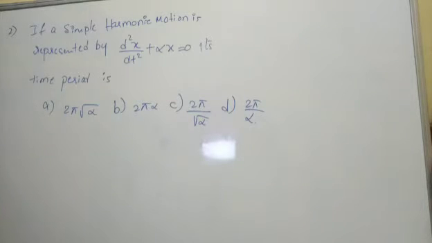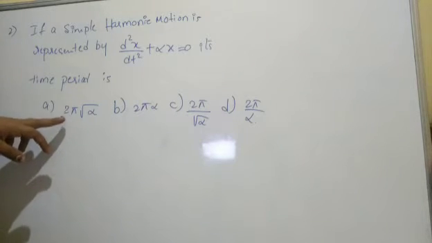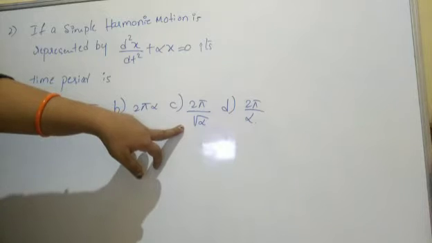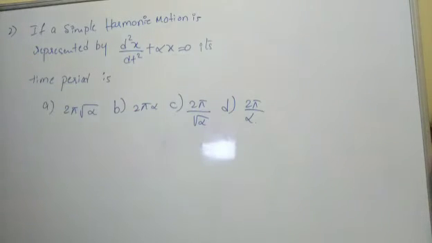Let's go ahead with the next problem. If the simple harmonic motion is represented by d²x/dt² plus alpha x is equal to 0, what is its time period? Four options are given here: pi, 2 pi root alpha, 2 pi alpha, 2 pi by root alpha, and 2 pi by alpha. So let us go ahead with the solution of this problem.